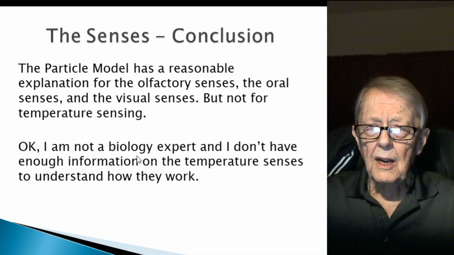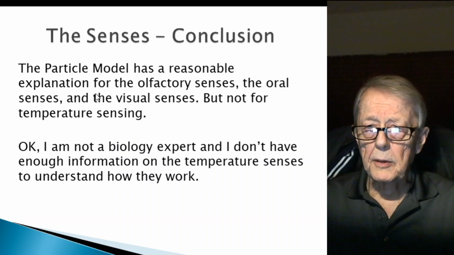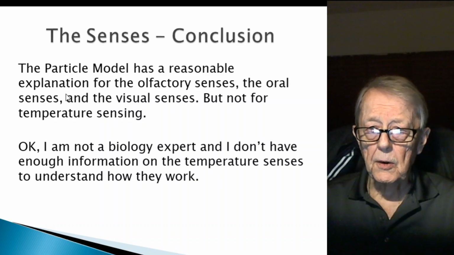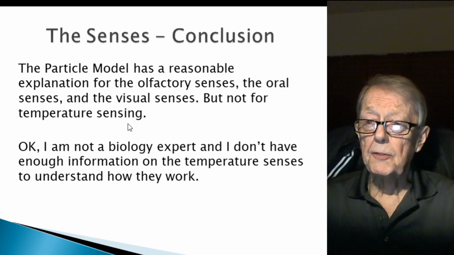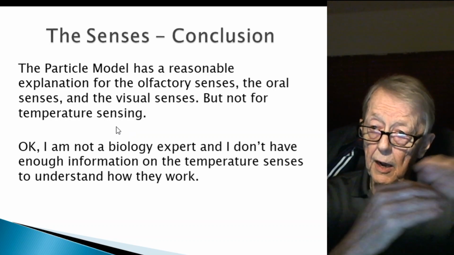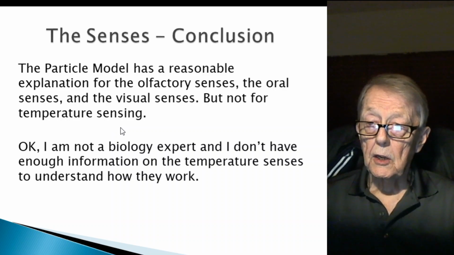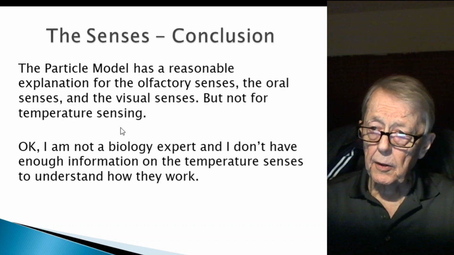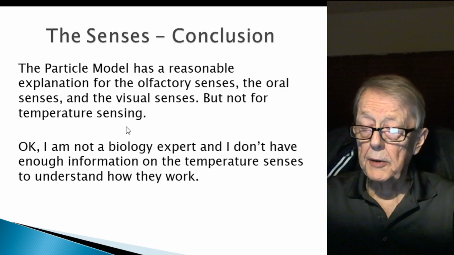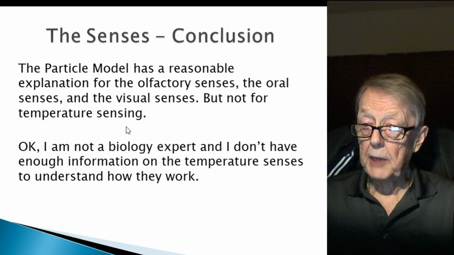Well, this is kind of a conclusion of all my videos on the senses. And the particle model, to me, has a reasonable explanation for the olfactory senses, the oral senses, and the visual senses, but not necessarily for the temperature sensing. As I indicated in this video, there are parts that I couldn't get enough information to explain how it works. In one case, higher vibrating atoms release more G1 particles into the neuron. That makes sense. Slower moving ones release less, and if the brain has a threshold over which it monitors, it can tell you whether you're gaining or losing heat by whether that's increasing or decreasing or being stable.